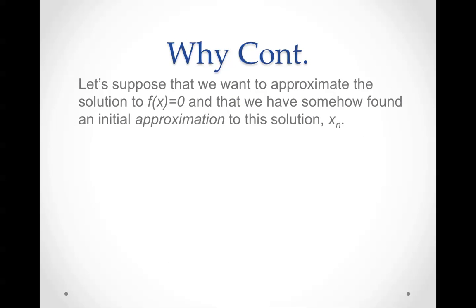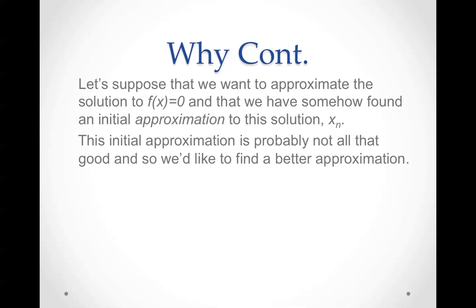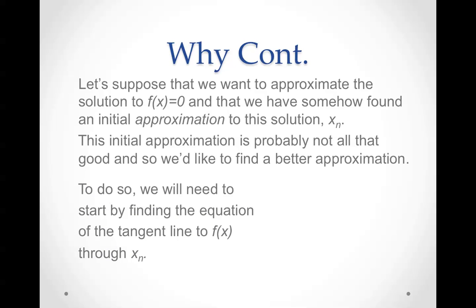Let's suppose that we want to approximate the solution to f of x equals 0, and that we have somehow found an initial approximation to this solution, x sub n. This initial approximation is probably not all that good, and so we'd like to find a better approximation. To do so, we will need to start by finding the equation of the tangent line to f of x through x sub n.